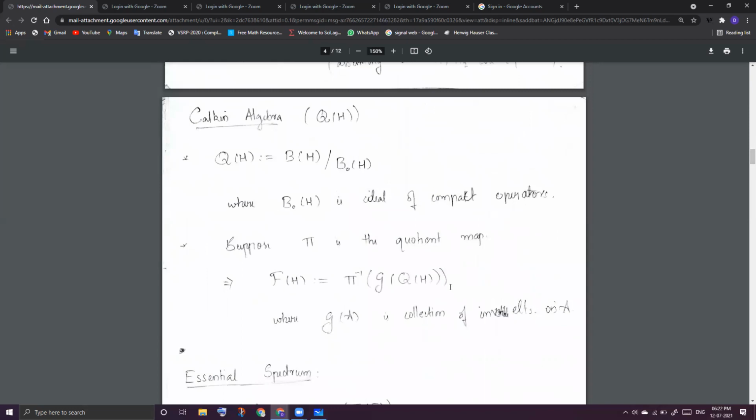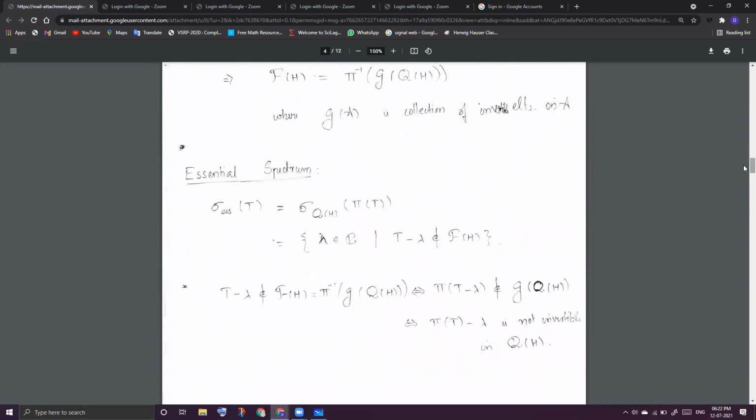Yeah, so this part is clear, right? Or maybe okay. Then I'm moving to the essential spectrum. The essential spectrum is the collection of complex numbers lambda for which T minus lambda does not belong to F(S). So basically, this is just saying that pi of T minus lambda is not invertible. So basically, we are looking at the spectrum of pi of T, in a sense.